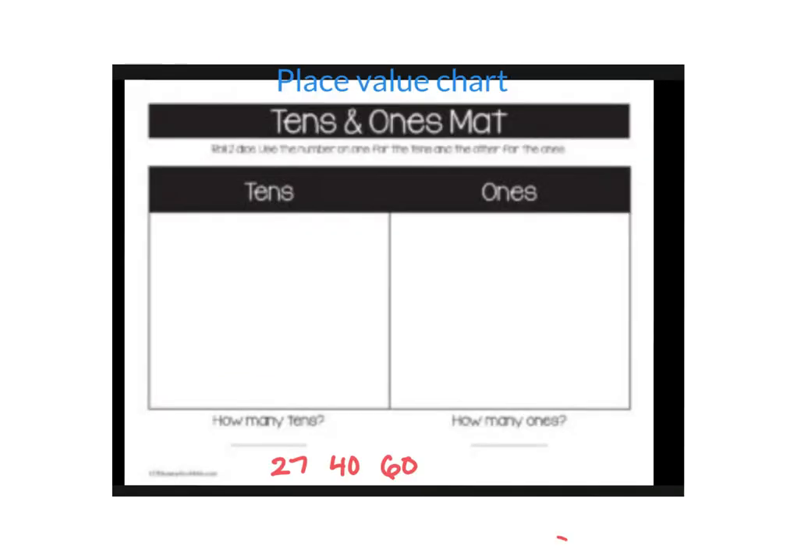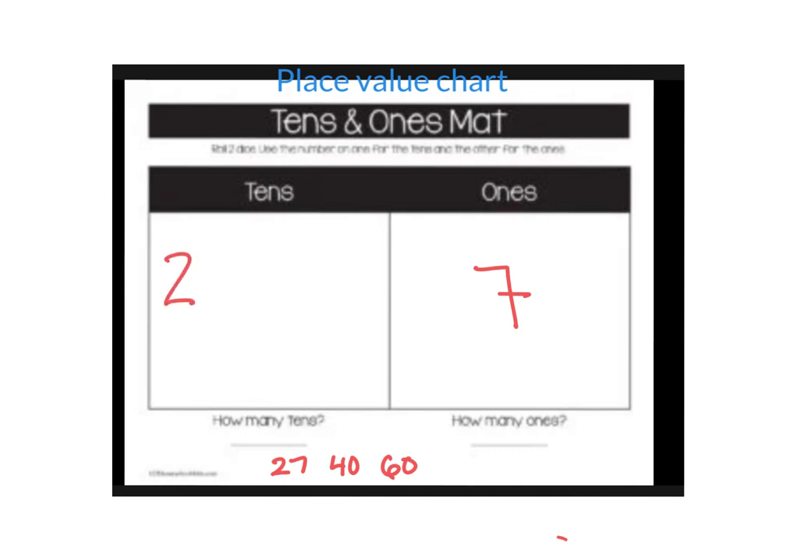To start, I'd like to look at our place value chart. So we're going to have just our ones and our tens today. That's our real main focus for today. So let's look at these three numbers that we have down here. Let's start with the number 27. So in 27, we have 7 ones and 2 tens.